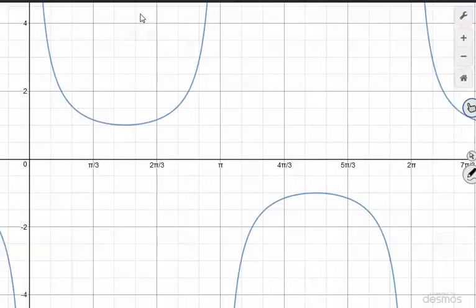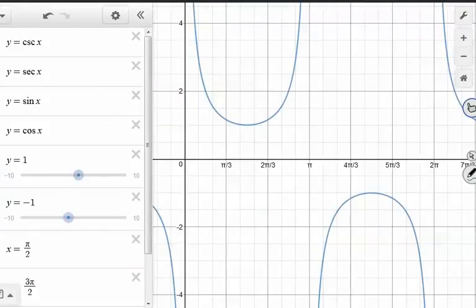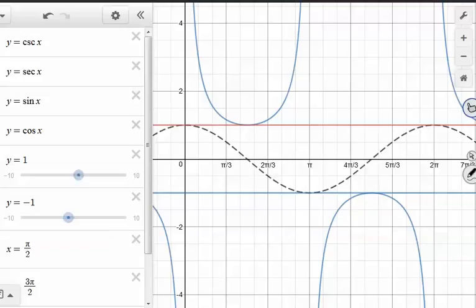Okay, so here's a graph of the cosecant of x. What do you notice about this one? I think you could probably see that we still have horizontal and vertical asymptotes. The horizontal asymptotes do occur at y equals 1 and y equals -1. And I'm going to just show you why that is. So here's the cosine, and then here's the sine.